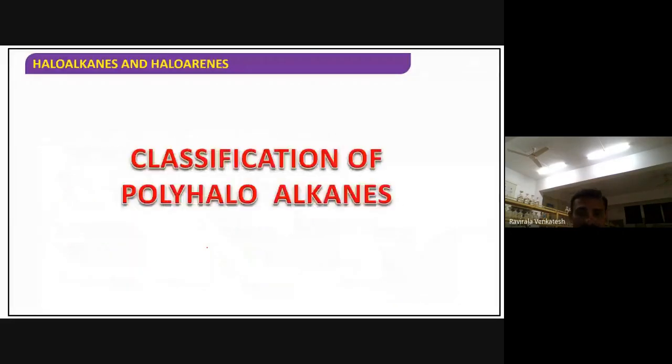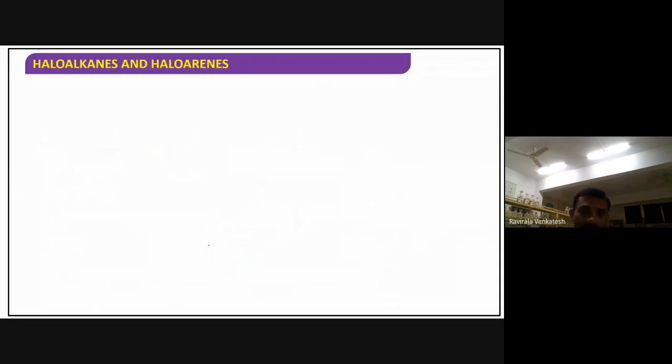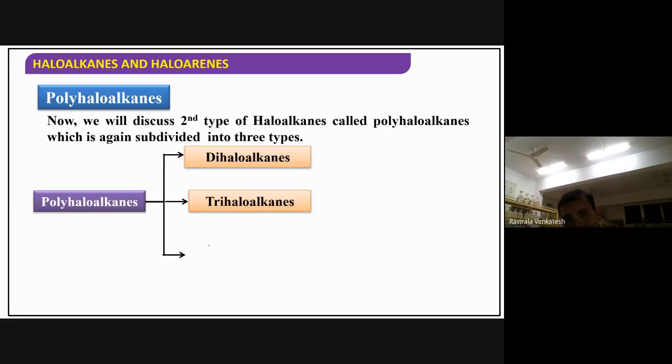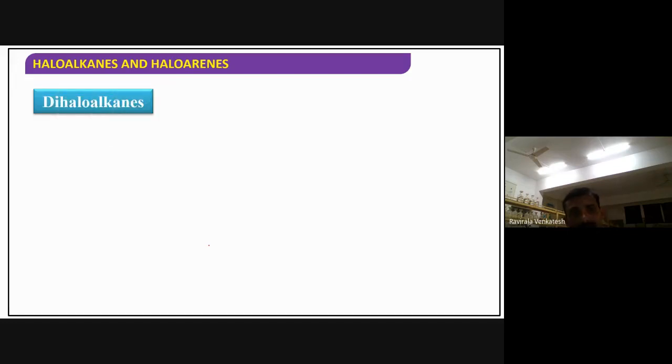Let me take classification of polyhaloalkanes. Means what? Having more than 1 halogen on the compound. More than 1. Okay. Now we discuss the second type of haloalkanes called polyhaloalkanes, which is again subdivided into three types. What are they? Dihaloalkane, trihaloalkane, and tetrahaloalkanes. Okay. So let me take nomenclature for dihalo first of all.